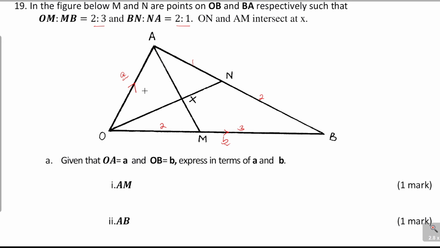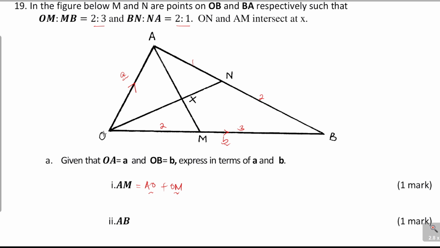AM, so you want to move from A to M. To move from A to M, you use this route. Vectors are about direction. So this will be given by AO plus OM. That is how you get vector AM. In simple terms, you want to move from A to M. Which route are you going to follow? Which direction are you going to follow? A to O, O to M.